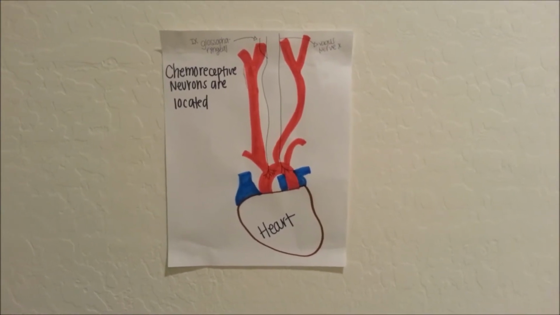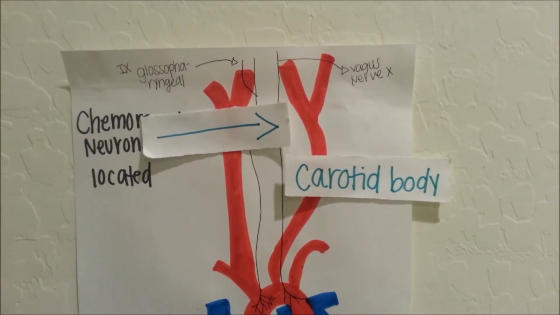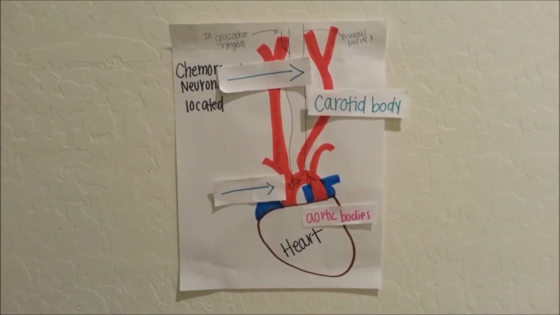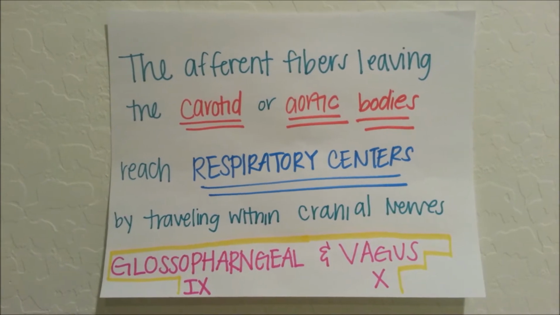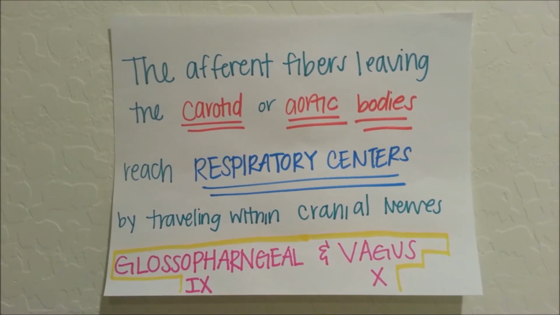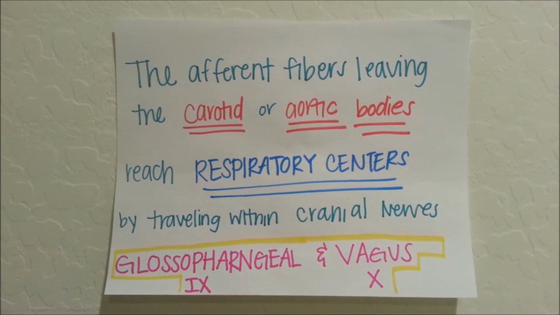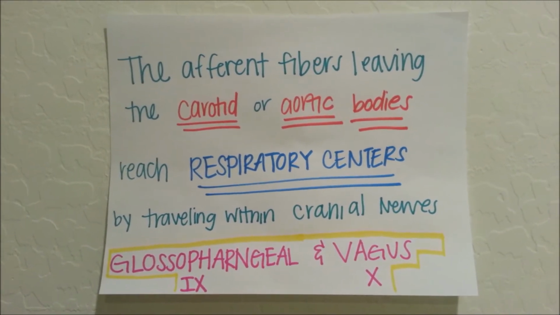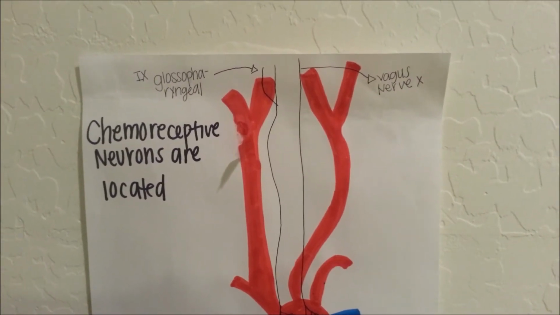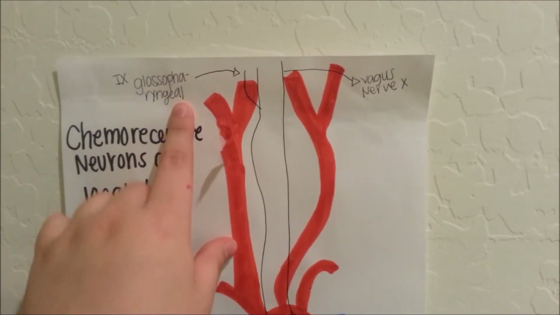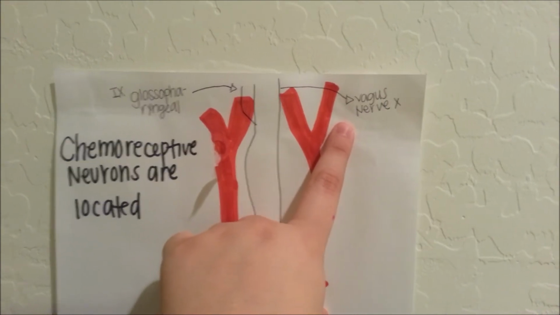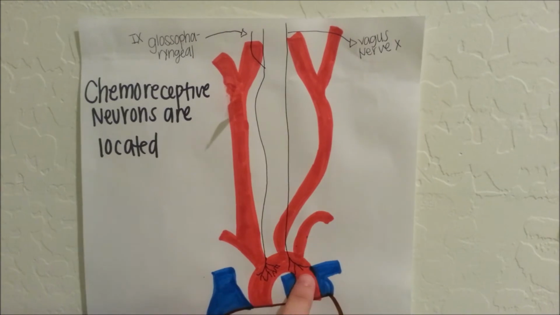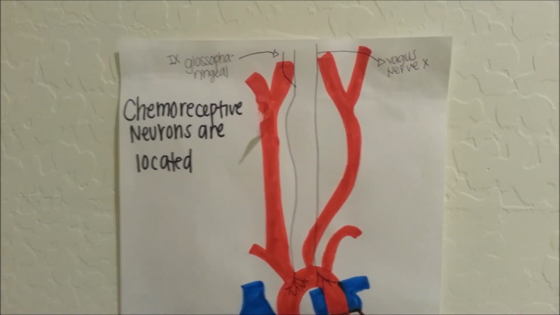The first one is located in the carotid body, and the second one is located in the aortic bodies. The afferent fibers leaving the carotid or the aortic bodies reach respiratory centers by traveling within cranial nerves: the glossopharyngeal nerve and the vagus nerve. The glossopharyngeal nerve is located at the top, and so is the vagus nerve. The afferent fibers travel up the glossopharyngeal nerve and the vagus nerve to reach the respiratory center.